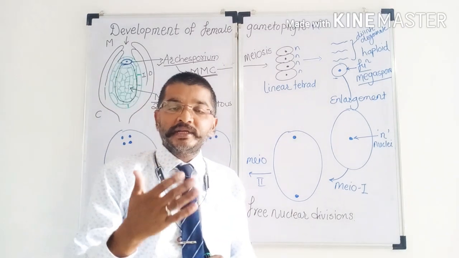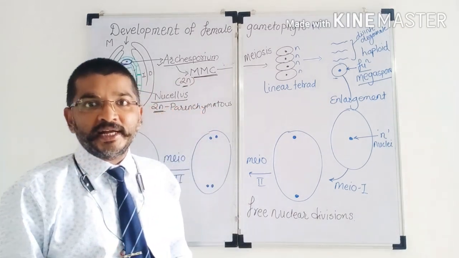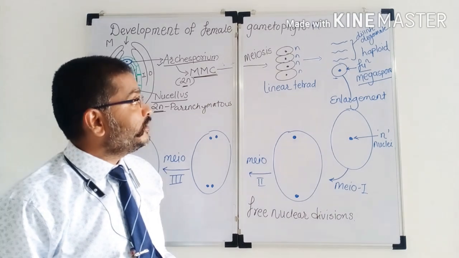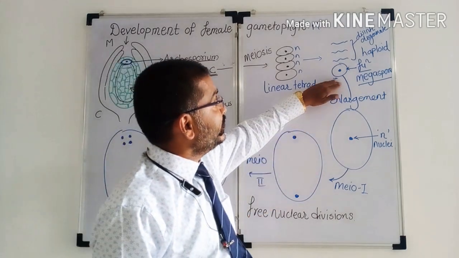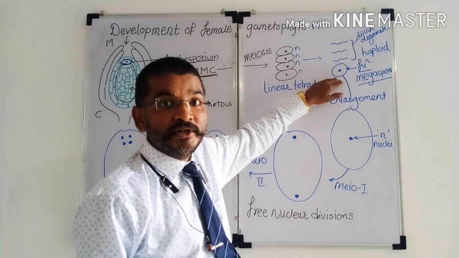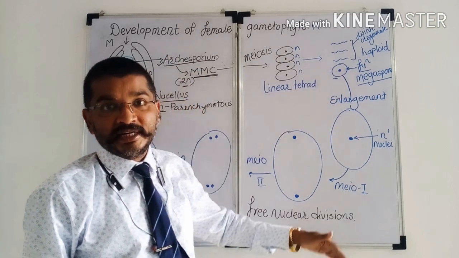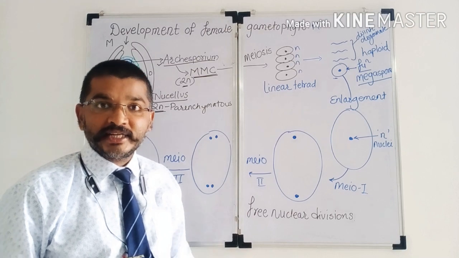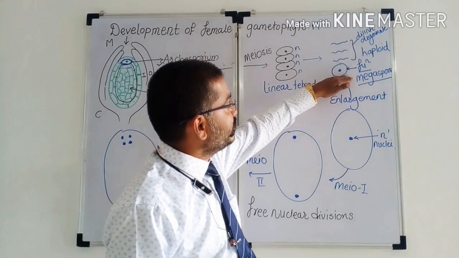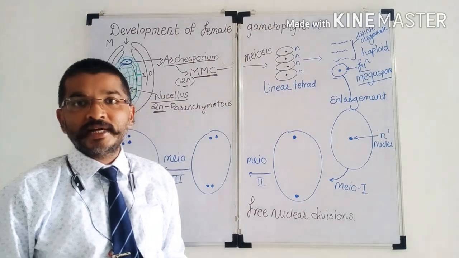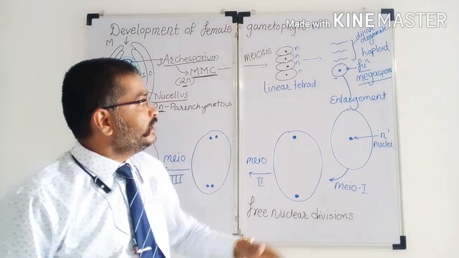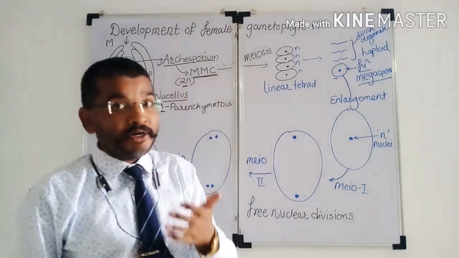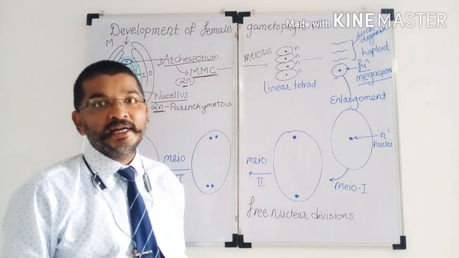Whereas the upper 3, those present towards the micropylar end, will degenerate or disintegrate, and only one remains as it is. And this functional megaspore, which is present towards the chalazal side, is going to produce a future embryo sac, that is, a female gametophyte. Now this functional megaspore initially undergoes enlargement.